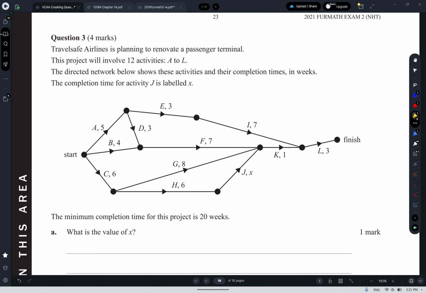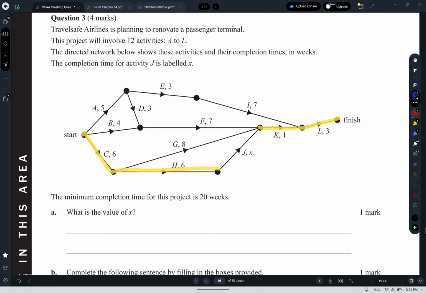So we have to find a route through the graph that takes 20. We've either got 5 plus 3 is 8, plus 7 is 15, plus 3 is 18, so no. We've got 8 plus 7 is 15, plus 1 is 16, plus 3 is 19, so no. We've also got 6, 8, 14, 15, 16, 17, 18, so no. So it's going to be 6, 12, 13, 14, 15, 16, and that means that J must be a 4 to give us the 20 that we want.